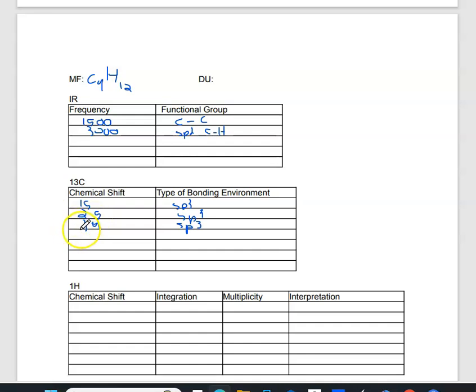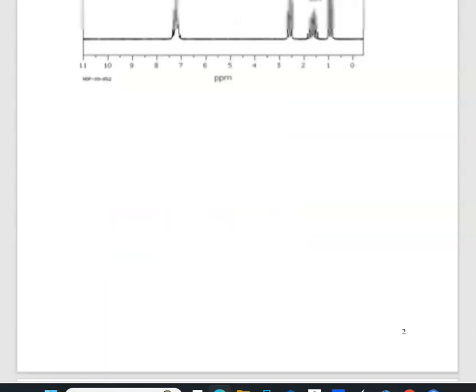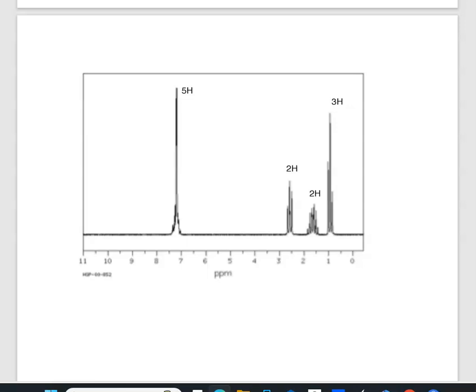And then further downfield, we have 125, 129, and 141, all indicating sp2. So then a lot of the information we're going to get is from this. This is the 1H spectrum.